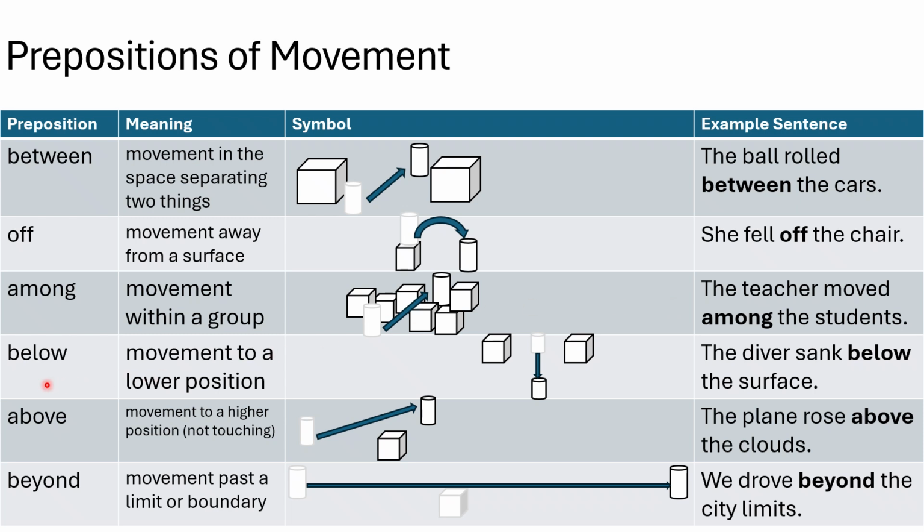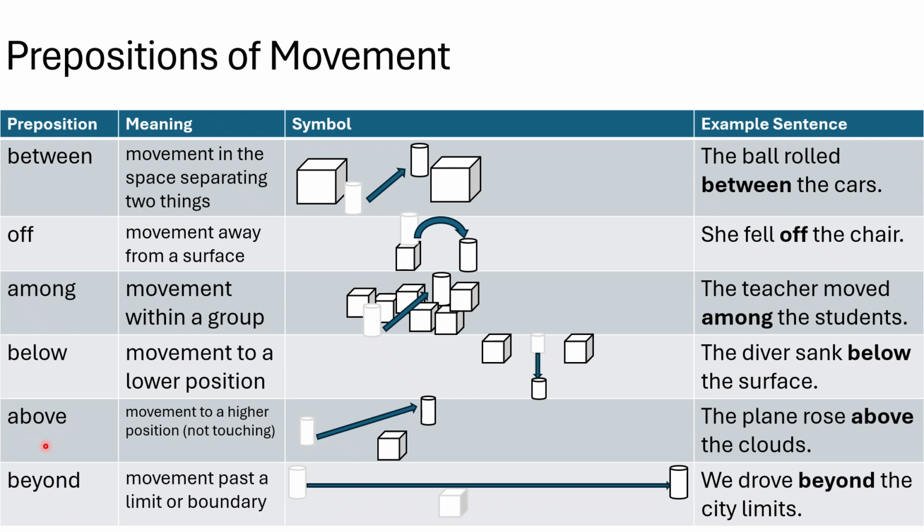The preposition below means movement to a lower position. This symbol illustrates the cylinder moving below the boxes. Listen to the example sentence. The diver sank below the surface.